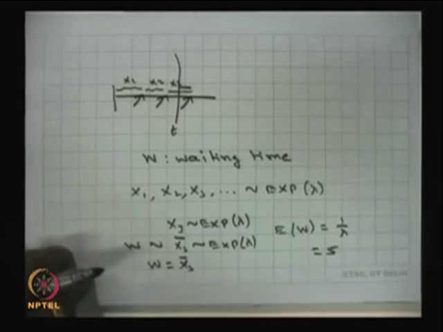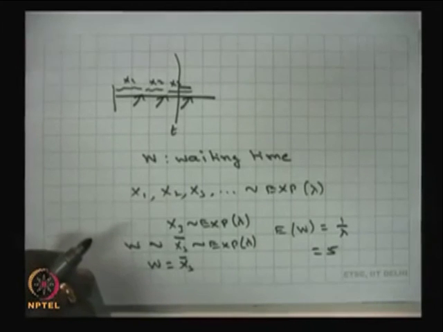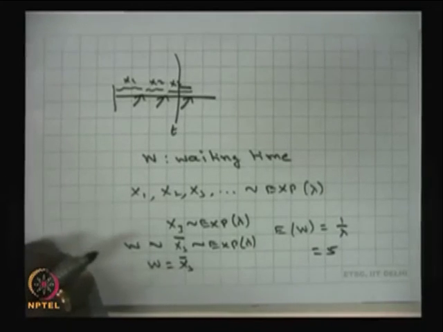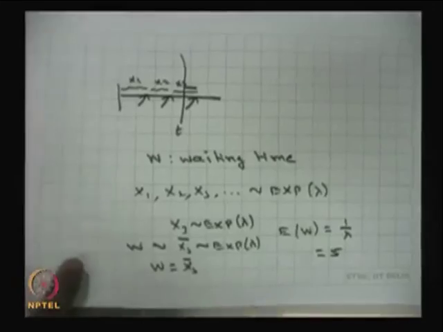So, using the Poisson process, one can find out different results related to the number of arrivals.